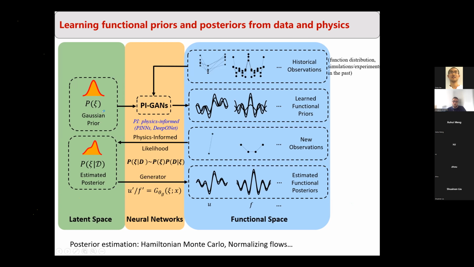Because the neural network is very expressive, the number of dimensions of the input space can be quite low. For example, we can use a 20 to 100 dimensional Gaussian noise to fit most of the stochastic processes.